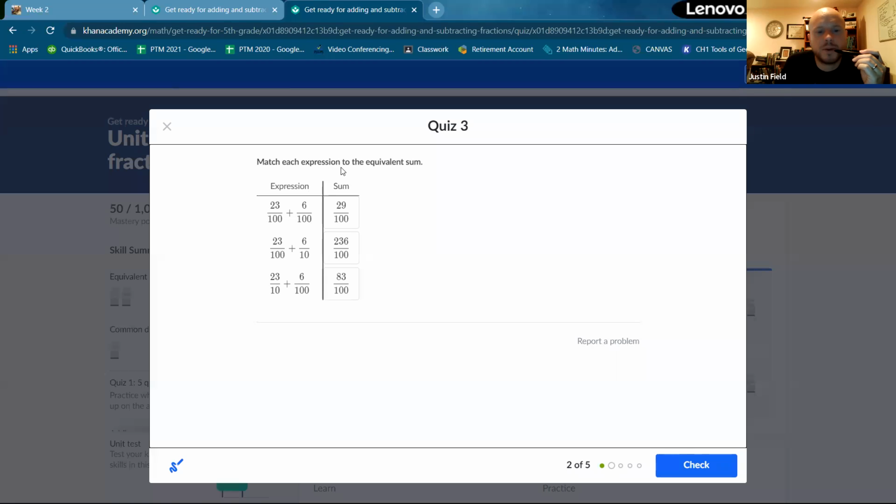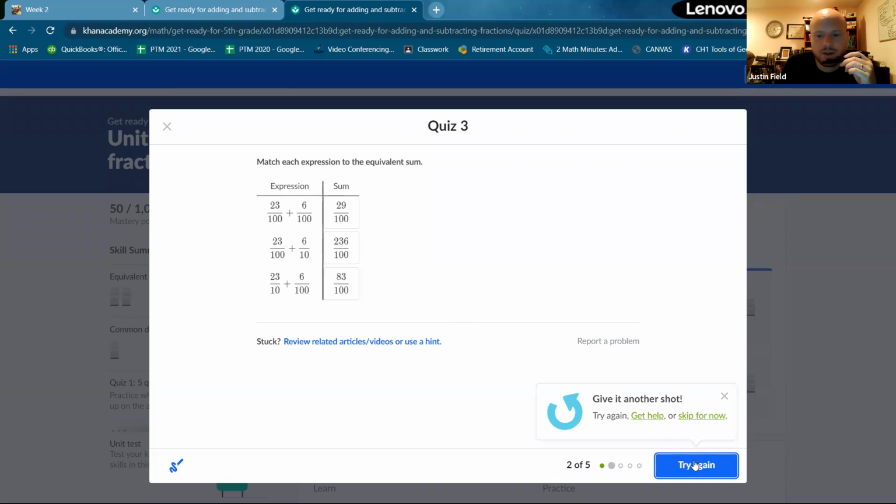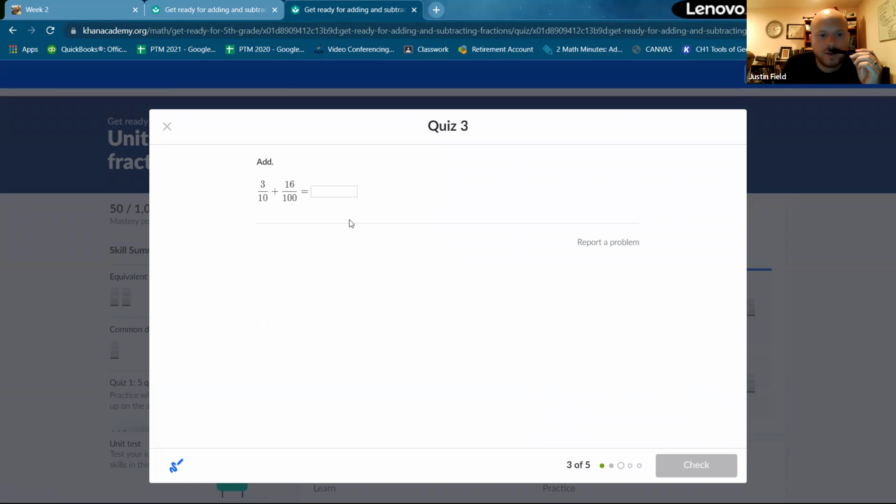Match each expression to the equivalent sum. Oh, okay, so then that would just mean you're going to add them together and see what the answer is. So 23/100 plus 6/100 already has common denominators. So 23 plus 6 is 29. And so then you could do this. So I don't know if they're right or not, but you can fix that.